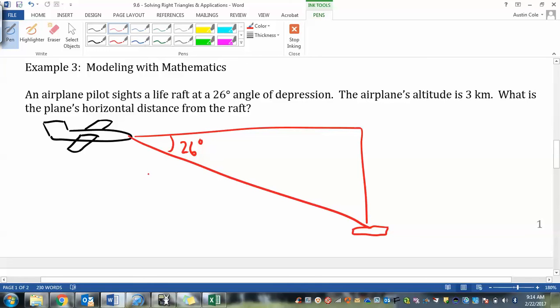Where do I put that? Joe? On the opposite side? Yeah, right here. 3 kilometers. Yeah, because that and that are going to be the same. Okay, so the elevation, the altitude is going to be right there. And it says, what is the plane's horizontal distance from the raft? Is that here? Here or here? The top one, right? Horizontal distance, put an X right there.